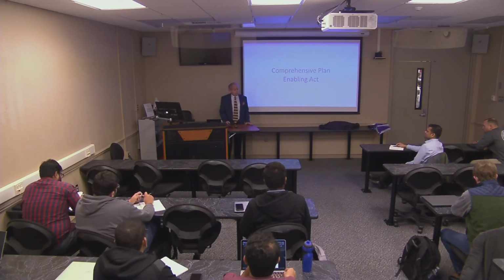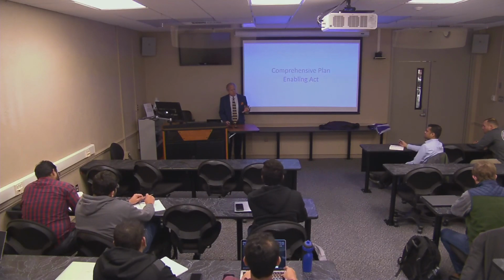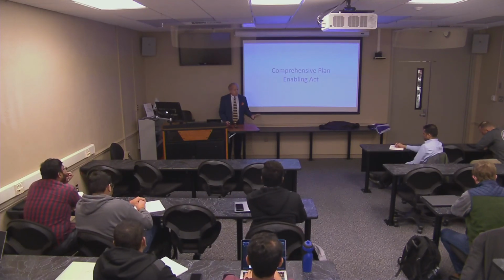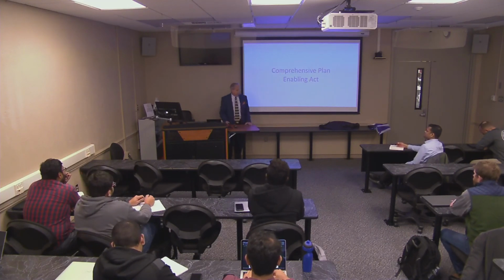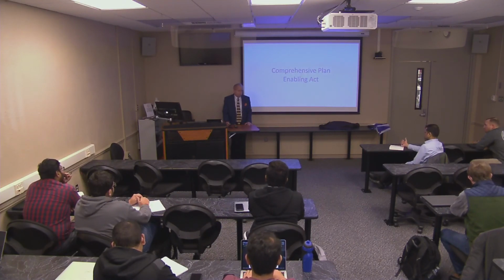In a comprehensive plan, you have to establish strategies, goals, and objectives. What is it that you're setting out to do? The state doesn't tell you what those have to be. The state tells you that you have to have a plan. So we have a comprehensive plan that you have to adopt every 10 years, and every 5 years you have to review it. We just finished our 5-year update of that plan.